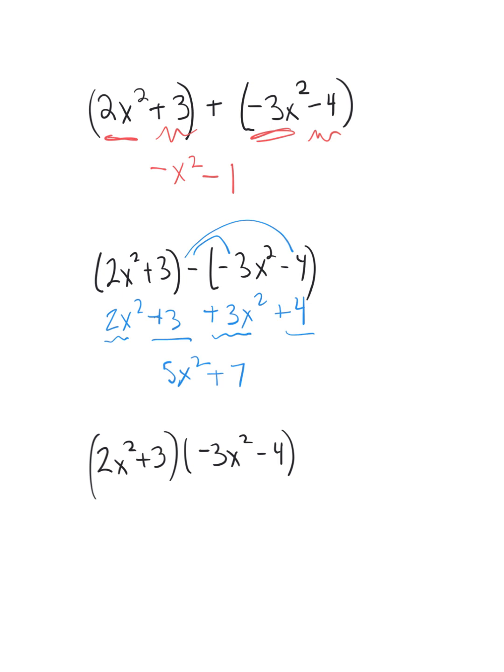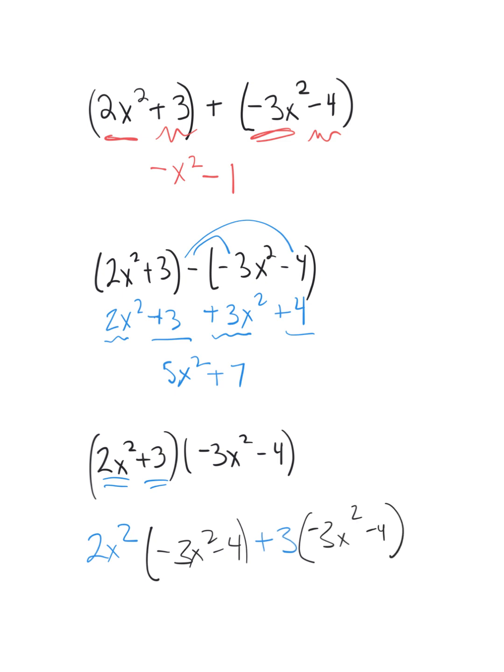And then we can look at the last problem here. This is a multiplication one. It is a binomial times a binomial. So if we have 2 terms times 2 terms, that gives us 4 multiplications that we're going to do. So if we want to take this 2x squared, and then we're going to multiply it by the negative 3x squared minus 4. And then we're going to take the plus 3 and multiply that by the negative 3x squared minus 4.